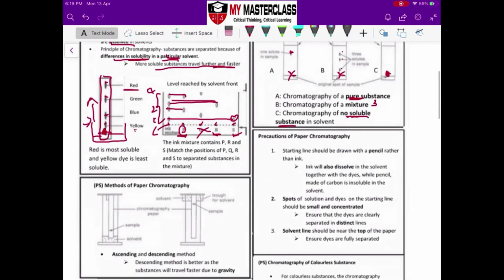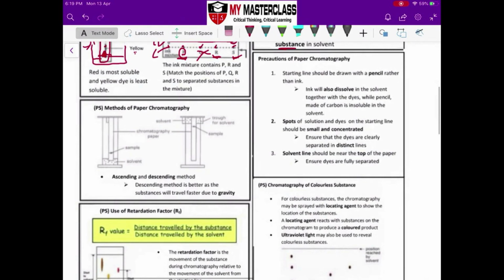Okay, let's look at the next part, where we look at some of the precautions that we have to take when we do chromatography. The starting line must be drawn with a pencil. It cannot be drawn with pen ink. Why? Because the ink will dissolve. Ink is made out of a mixture of solutes, so it dissolves. Pencil is made from carbon and it is insoluble in most solvents. The most common solvent we use is water. Sometimes we can use alcohol, we can use sugar syrup, etc.